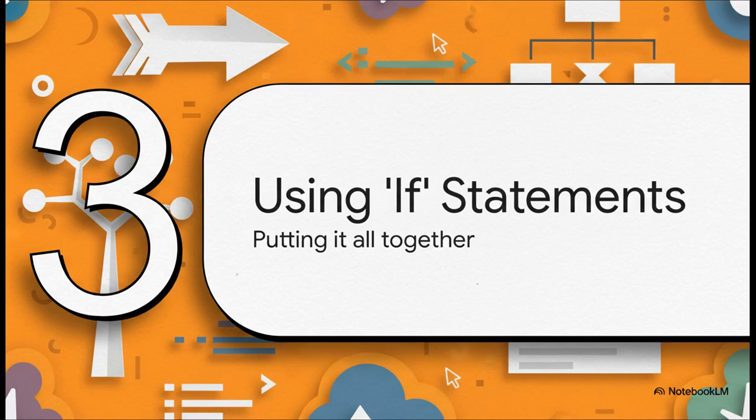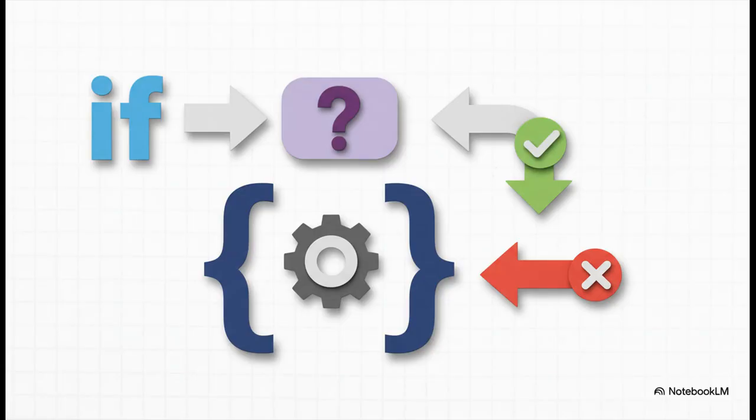Okay, so we've got our conditions, and we know they have to be either true or false. So now let's put it all together and look at the most basic, the most fundamental conditional statement in all of programming, the if statement. This is what it looks like right in the code. It's pretty simple, actually. You have the word if, then you have your condition, your true or false question, inside the parentheses. If that condition turns out to be true, and only if it's true, the computer runs whatever code you put inside those curly brackets.